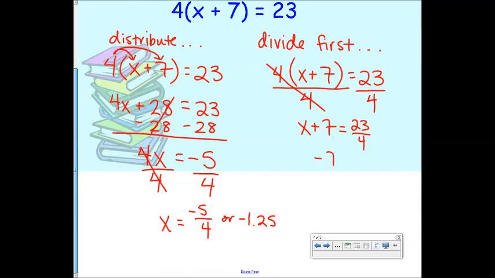This is a great time to use a calculator. Don't worry about it right now. There's two options for how to do these. This way, probably easier for this one. Okay? This way might be a little bit harder. This way might be easier, though, if the problem were like this.